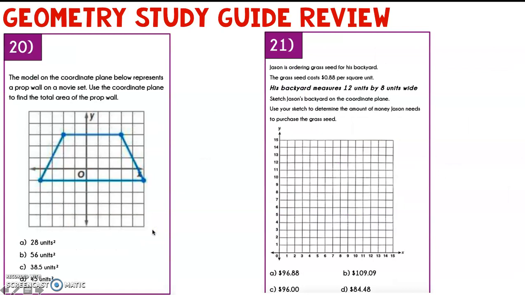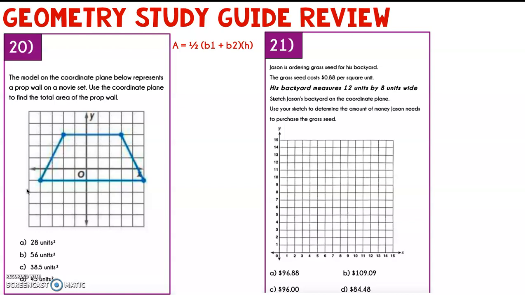So number 20. 20 and 21 are still about the coordinate plane. Number 20 says the model on the coordinate plane below represents a prop wall in a movie set. Use the coordinate plane to find the total area of the prop wall. First off, we need to look at our shape, and we see that our shape is a trapezoid. So we're going to use our trapezoid formula, which is area equals 1/2 parentheses b1 plus b2 times the height.